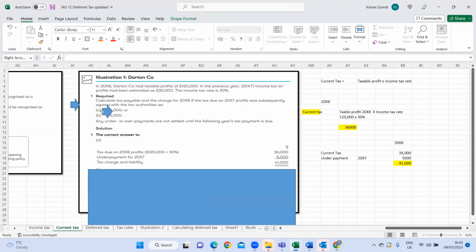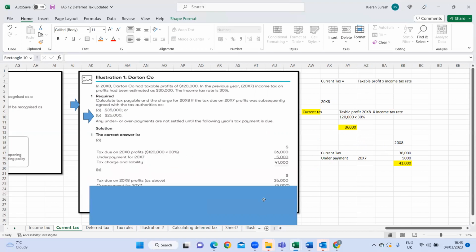Likewise, let me move on to the next example. Now instead of 35, what if it was 25? The current tax that I need to be paying, based on my current taxable profit, 120,000 times 30%, is 36,000, same as before. The only figure that's going to change is 25. That means last year I already charged 30,000. Now I was told by HMRC that with respect to last year the figure is only 25,000. So what has happened? I charged more last year. I made an overpayment with respect to last year's tax.